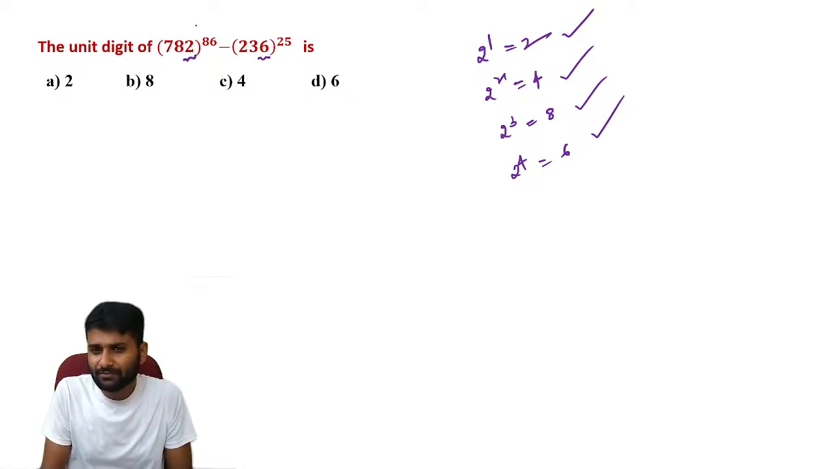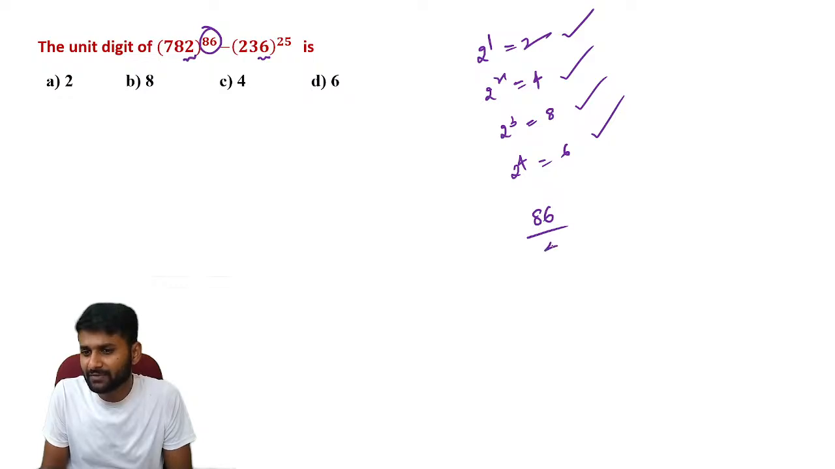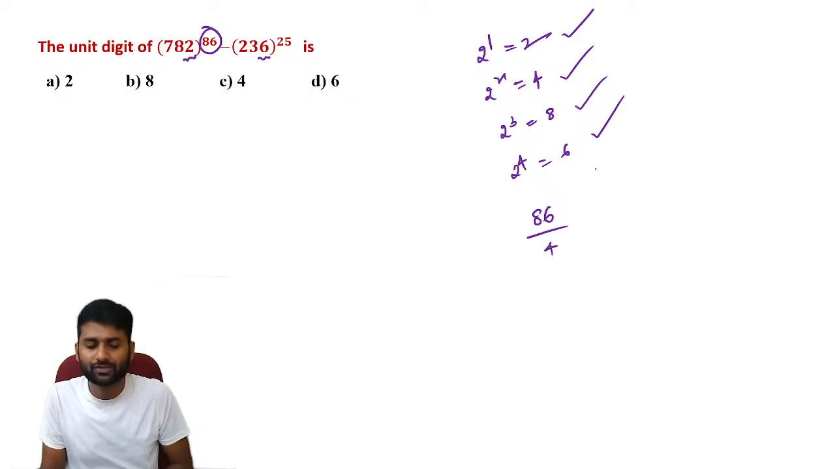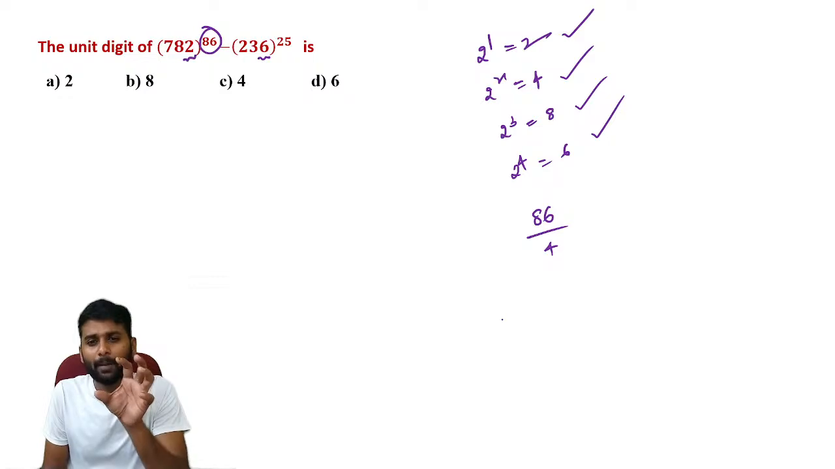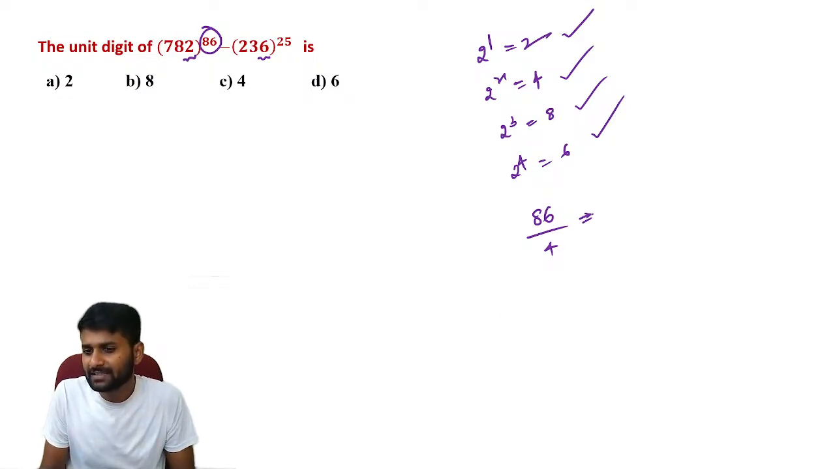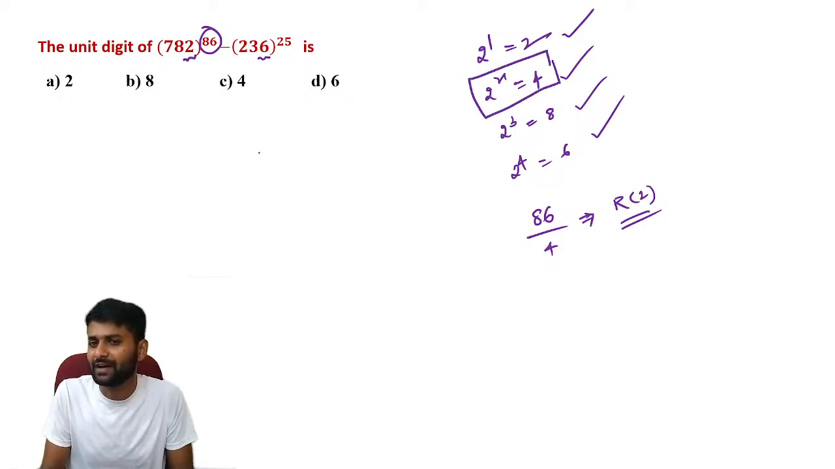Now here the question, we need to identify the 86th power. So 86 we are dividing by 4. The reason these four values are repeated is why we are dividing the power value by 4. If 86 is divided by 4, definitely remainder is 2. Guys, if remainder is 2, answer is the second repeated value. Second repeated value is 4.